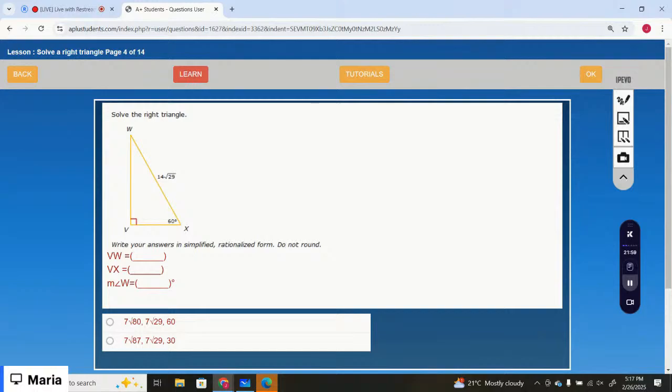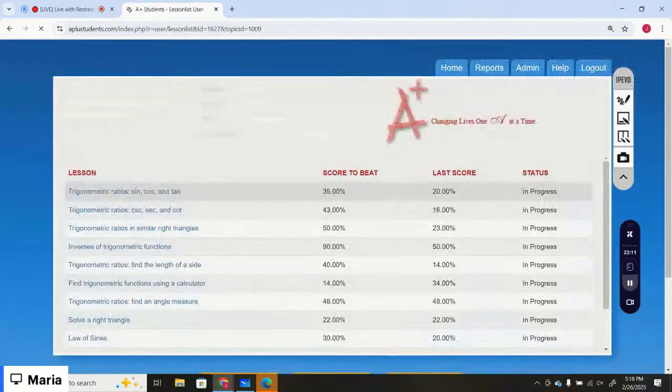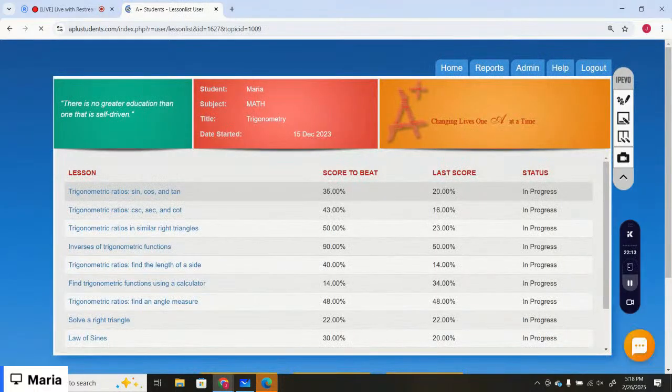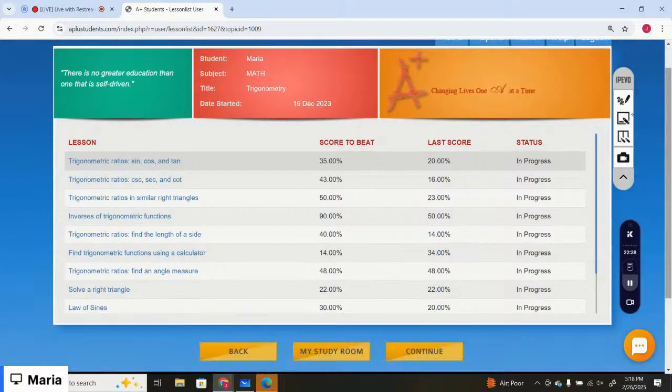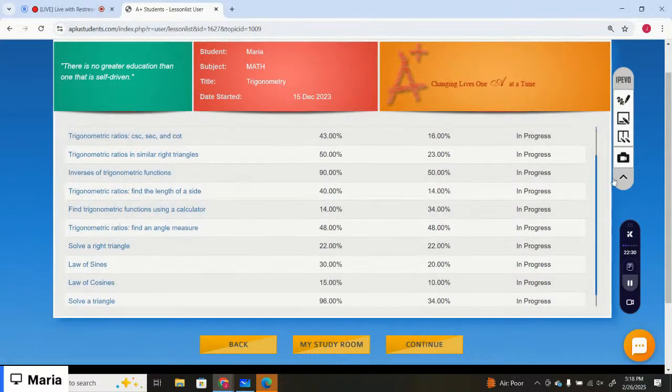Okay, you can complete the lesson by yourself later today. Let me just move on to the next lesson. The next lesson is law of sines.